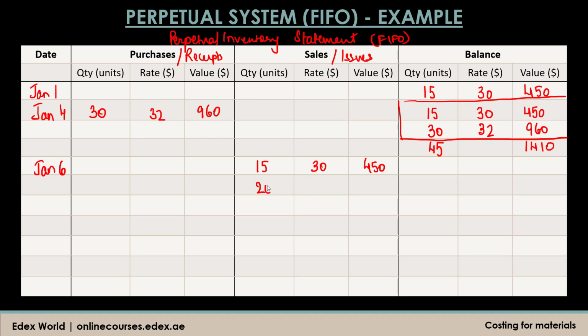And the remaining 20, because the overall quantity is 35, 15 from the first batch, 20 from the second batch, and that will be issued at a rate of 32, because the cost of the batch received on Jan 4 is 32 per unit. So 20 units will be issued at $32 per unit. So that makes it $640. If we calculate the total, 35 units issued in total, and the overall value of issues would be $1090.